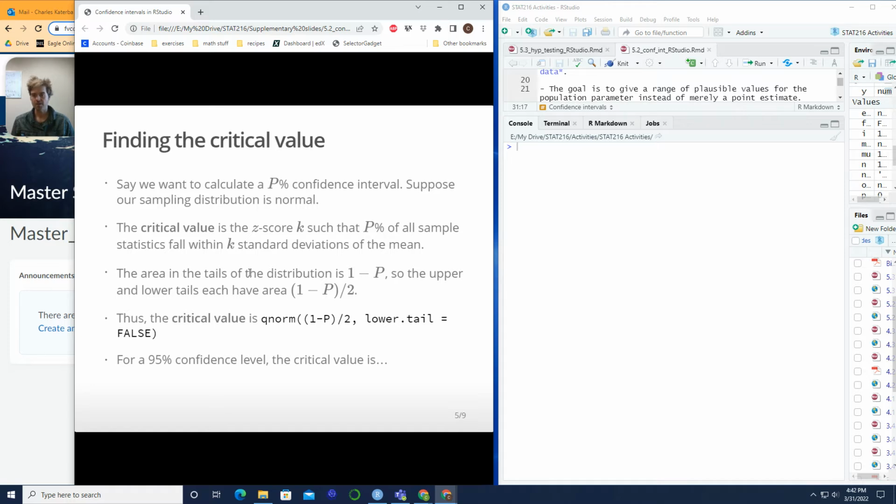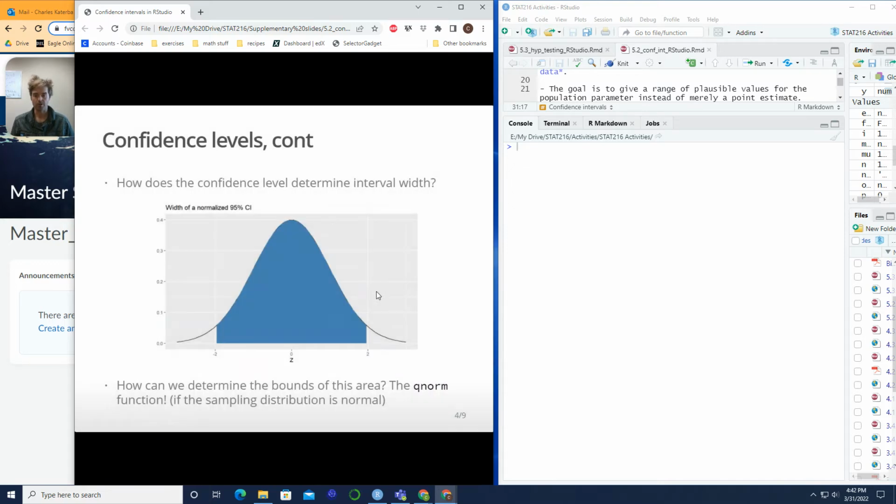Great. If that's the case, then the area in the tails of the distribution is 1 minus p. So the upper and lower tails each have area (1 minus p) over 2. Going back to this, it's saying that the non-shaded area in this graph has area 0.05, which means that the upper tail has area 0.025, as does the lower tail.